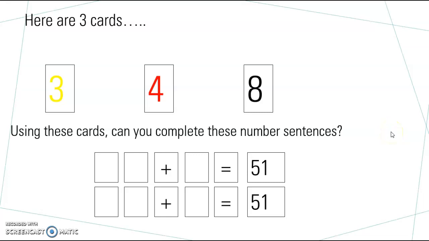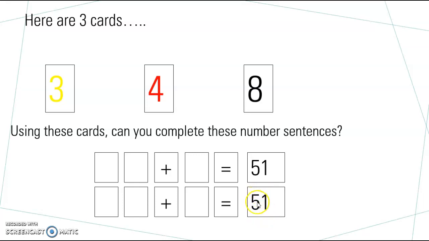So here is a style of question that we haven't really looked at before. So let's have a look at a couple of these style questions now. Here are three cards: the number 3, 4, and 8. Using these cards, can you complete these number sentences? So we've got a 2-digit number, a 1-digit number equals 51, and exactly the same, 51.